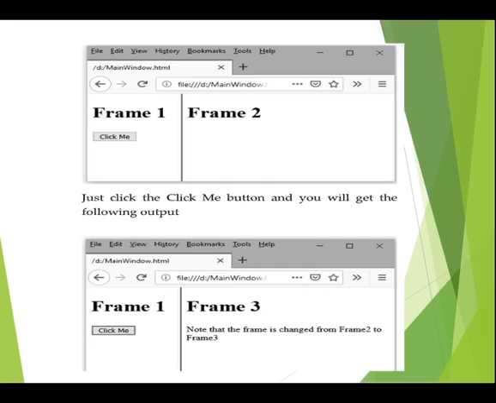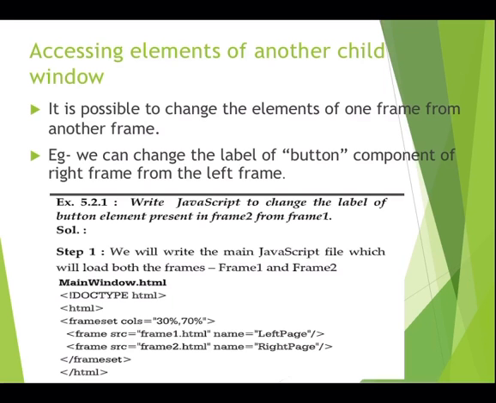Okay, I hope the code and output is clear to you all. Now we'll see the last topic of frames, that is accessing the elements of another child window. So basically it is possible to change the element of one frame from another frame. That's what we are going to do over here. We'll see with the help of an example.